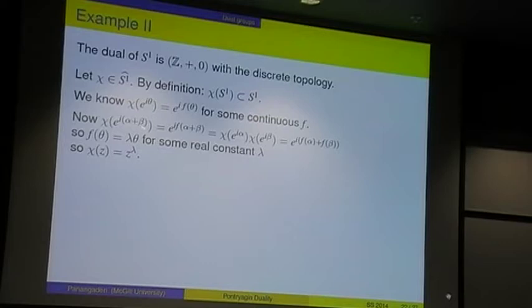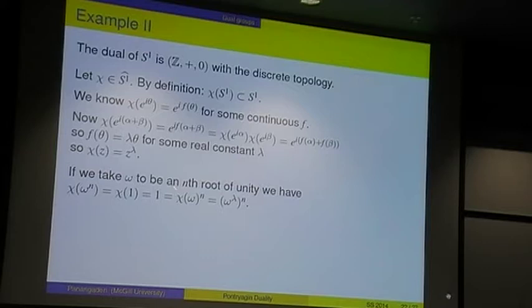So prove that f of theta is equal to lambda times theta for some real constant lambda. So what have we done? We've shown that chi of z is z to the power lambda, essentially. That's not good enough. I'd like lambda to be an integer. But now you see, I can put any z in there, I'm going to choose an nth root of unity. Okay? So chi of omega to the n is chi of 1. So that's, of course, equal to 1 because it's a homomorphism. And because it's a homomorphism, that's also chi of omega to the n. So, chi of omega is also an nth root of unity. Okay, so omega to the lambda is an nth root of unity.